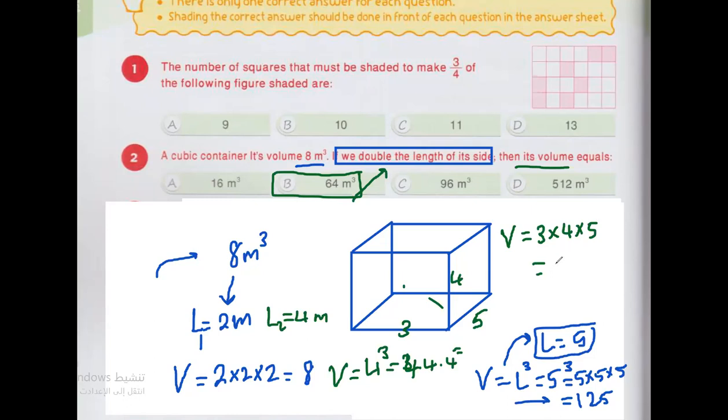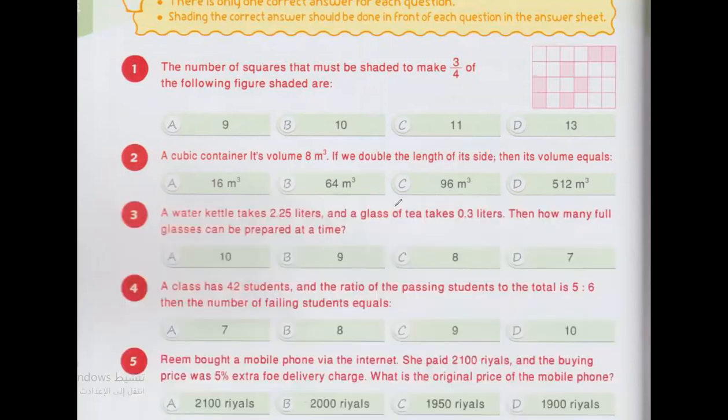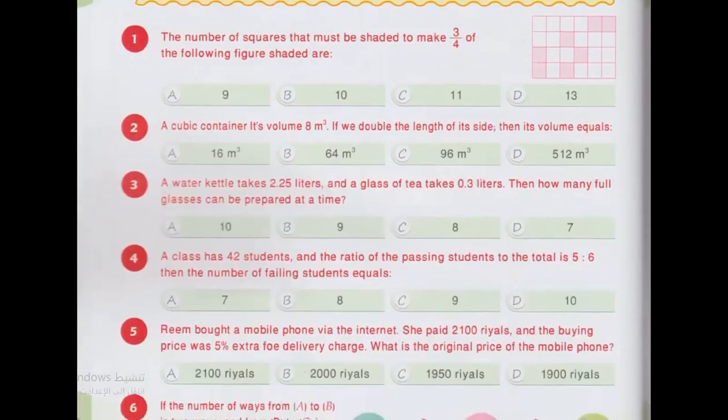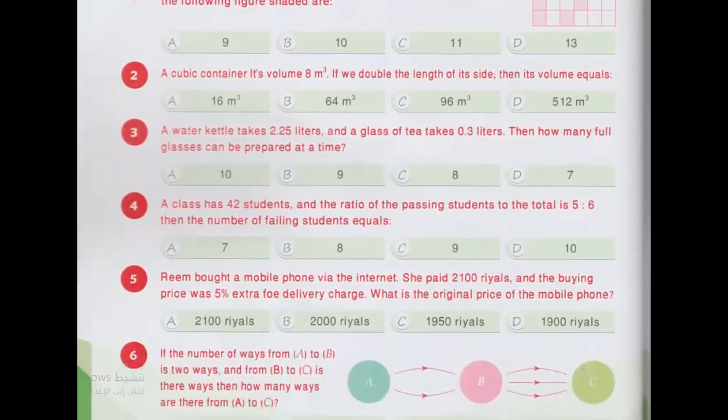Sorry, 12 times 5 is 60, right? Yes. If you have the same length, you multiply 3 times. If different, also the same idea. Thank you, Zainab, for helping me.